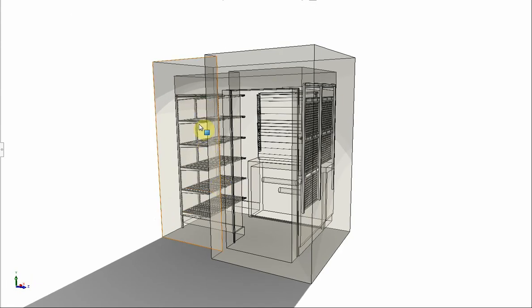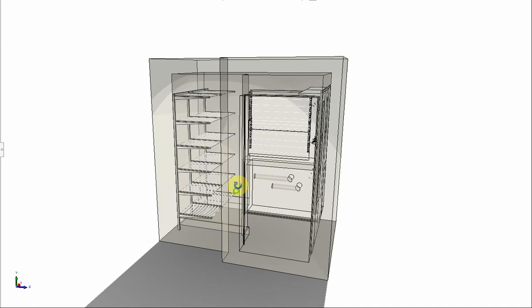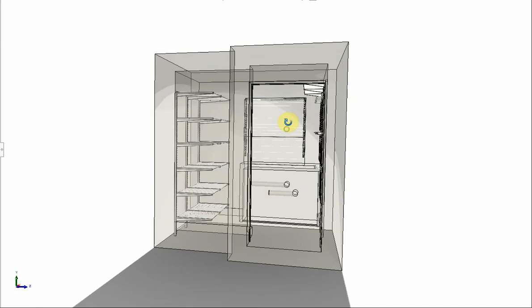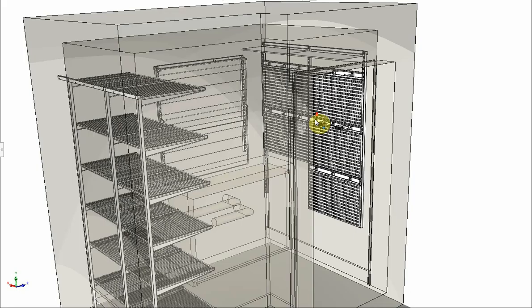We've got six wire shelves on this wall. We've got our two drying racks here. We've got five utility tracks. There was a sixth one, but I've deleted that, and five storage boards.